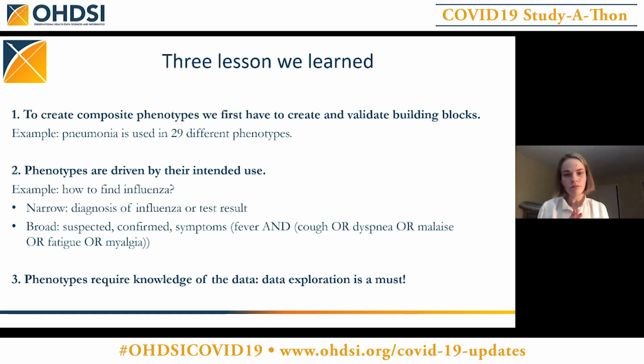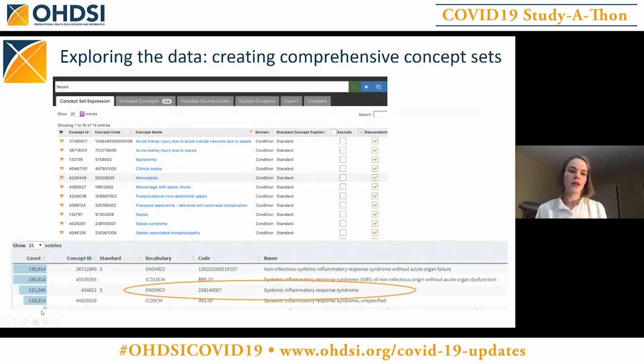And the third lesson, which may be the most important one, is that any phenotype requires knowledge of the data. We are used to rule-based phenotypes, where we use clinical knowledge, define rules, and create complicated logic behind those phenotypes. But if we don't know the data, if we haven't explored the data, our phenotypes will not be good. And on the next slide, I will show you how it worked in our processes.